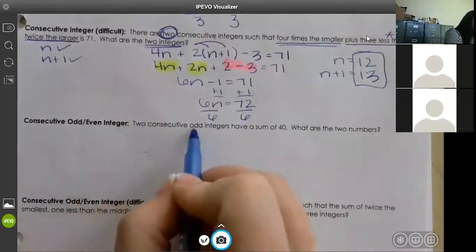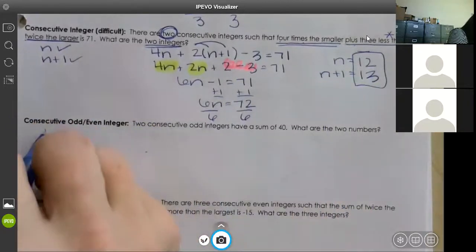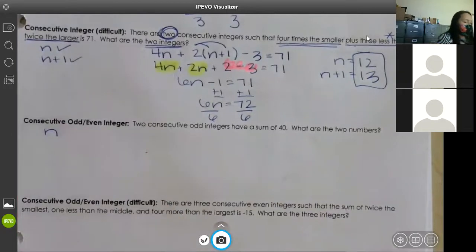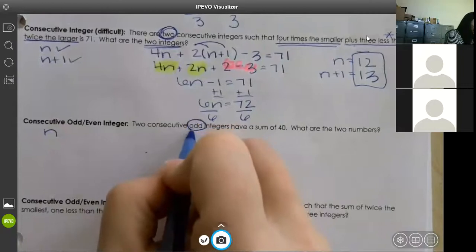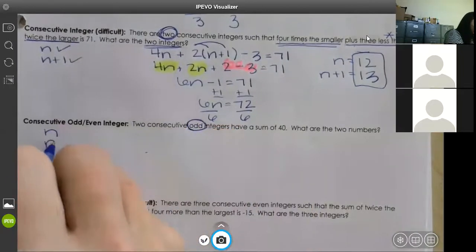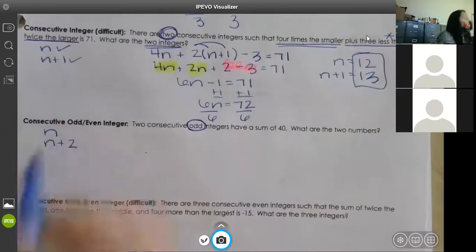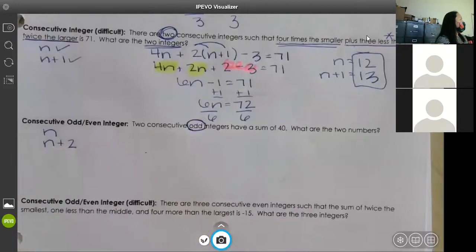2 consecutive odd integers, so just 2 of them. So remember, we always start with n, but now because it's specified odd, we have to skip. We skip n plus 1 and go to n plus 2. Okay, so anytime it's odd or even, it's n plus 2. Those 2, n and n plus 2, have a sum of 40.